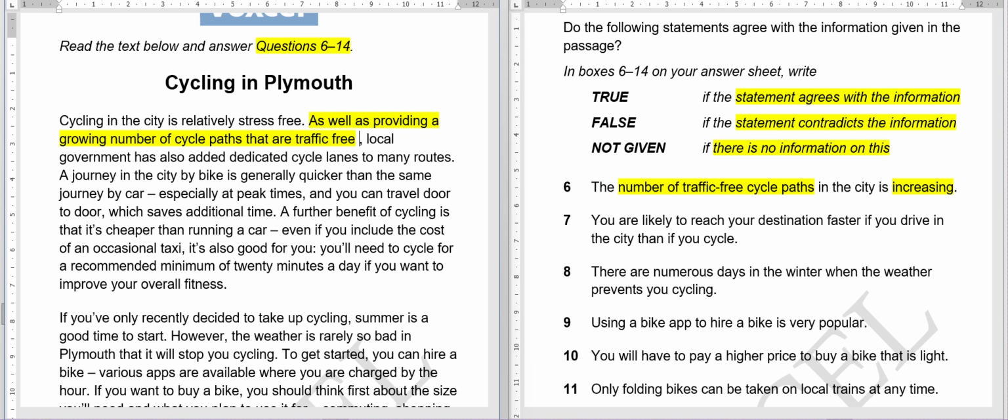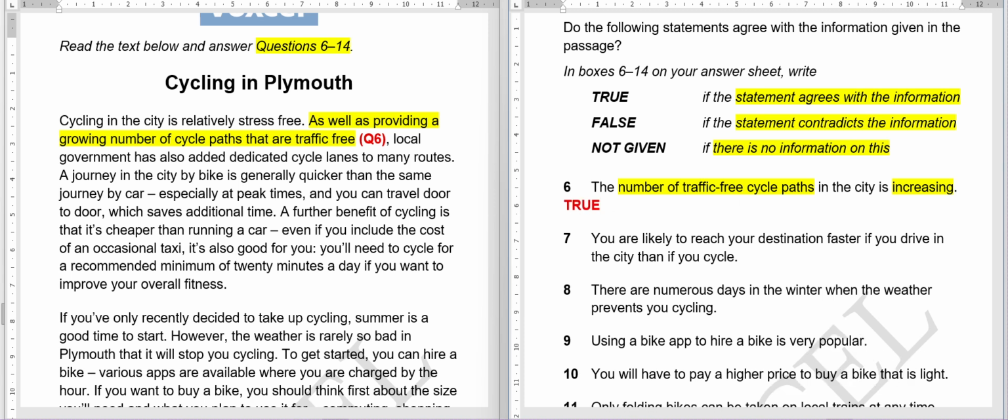So now again you will get around 10 seconds, tell me the answer, and your time starts now. Okay, time's up, and the answer to this question is true. I hope you all got it correct. Why is it true? Because here they are saying the number of traffic free cycle paths is increasing. They are saying providing a growing number of cycle paths that are traffic free. So growing number is increasing. I hope it is clear.